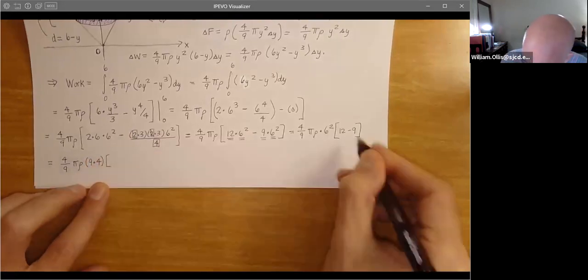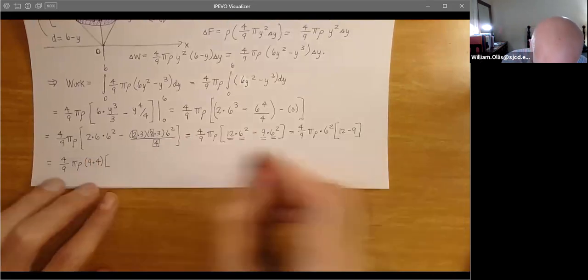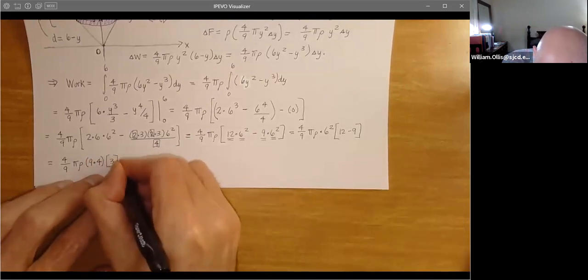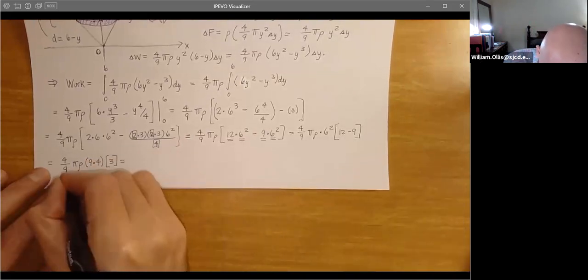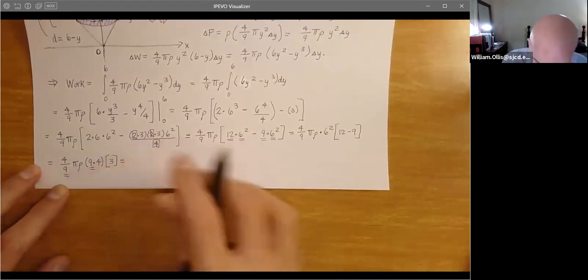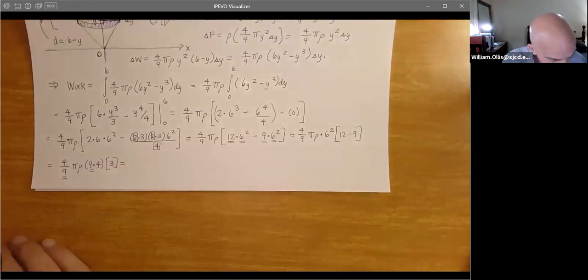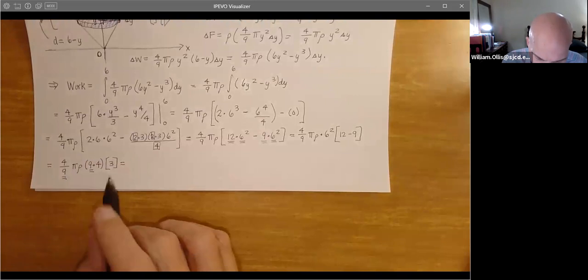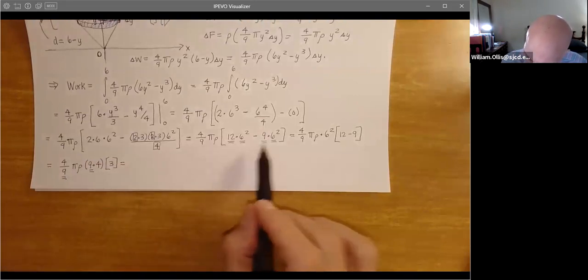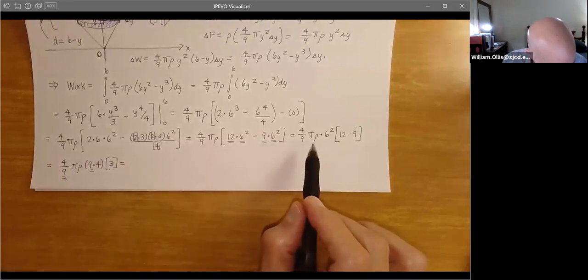And then, of course, 12 minus 9 is a 3. So now we can see the 9's absorb. So what are we left with? 12 pi rho. Now, the interesting thing, and let me just check to make sure I've got all of my numbers here.